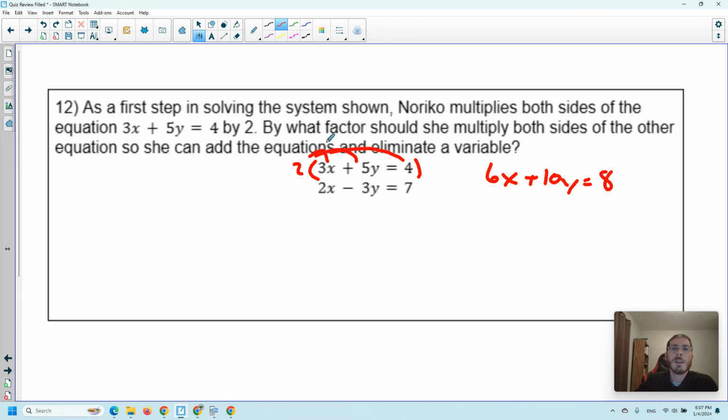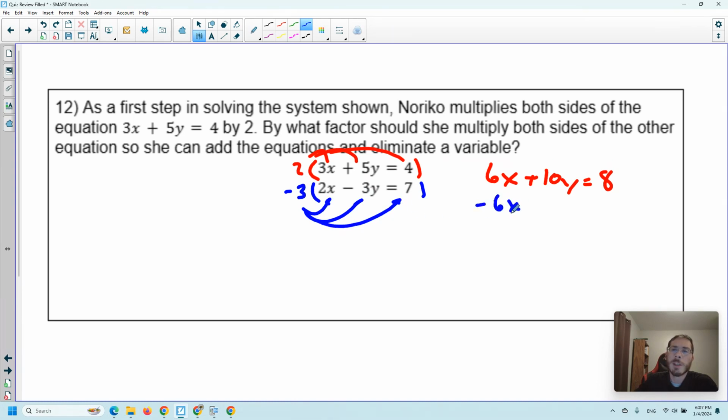By what factor could she multiply both sides of the other equation so she could add the equations and eliminate a variable? So I have to think what number I would put out front here to make it so I could eliminate a variable. Well, since we picked 2, it would make sense to take the top number, switch the sign, and pick -3.